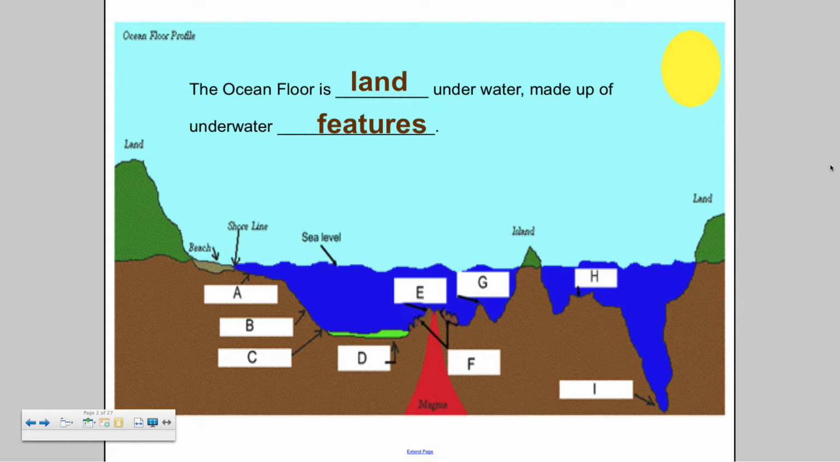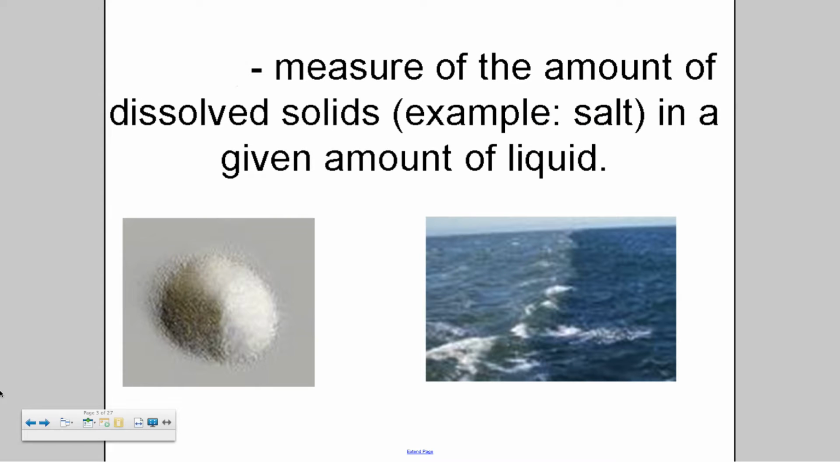Now we're going to go through and I'm going to explain each feature of the ocean floor. You have the definition, you're going to put in the word. And then we're going to look at the picture, link it with the definition of the features, and make a connection together. So before we do that, let's just review a vocabulary term that you all came across in your reading the other day.